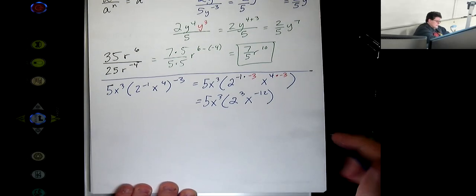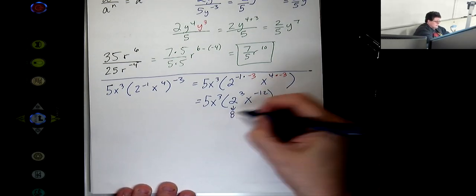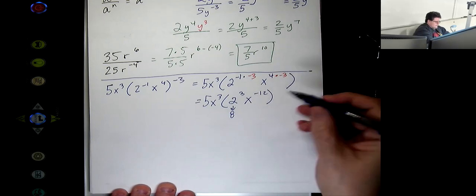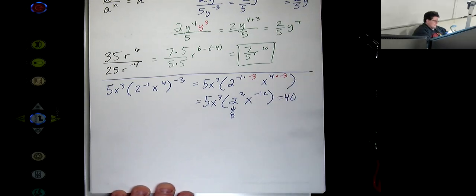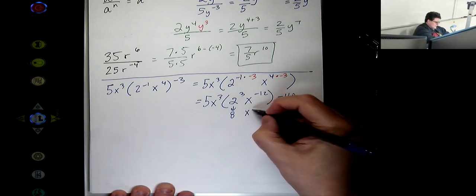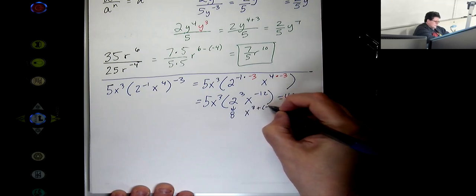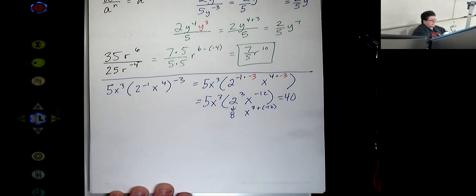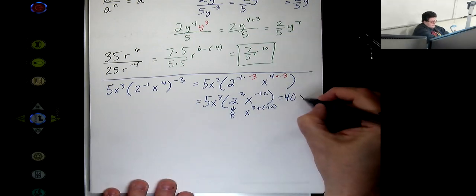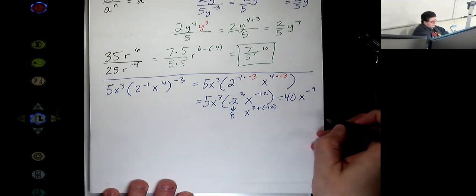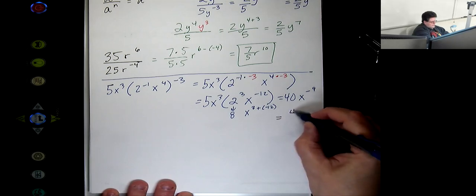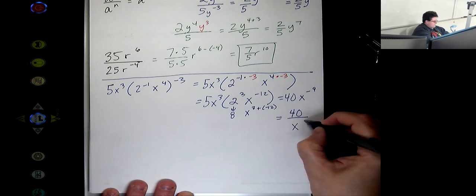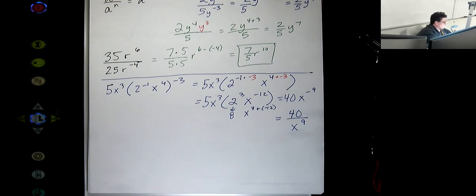And now I can multiply these together because 2 cubed is 8. So 5 times 8 is 40. And with the exponents, the x's are multiplied together now, so I can add the two exponents. 3 plus -12 is x to the -9. And so when I move the x to the -9 to the other side of the fraction, I get 40 over x to the 9th power.